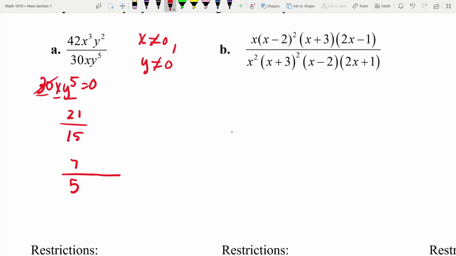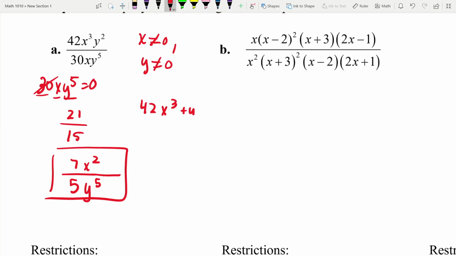Okay, same thing down here. So you've got 3 x's on the top and 1 on the bottom. That leaves you 2 x's on the top. Look at the y's. 2 on top, 5 on bottom. I have more on bottom. How many more? 3 more. That's my answer.